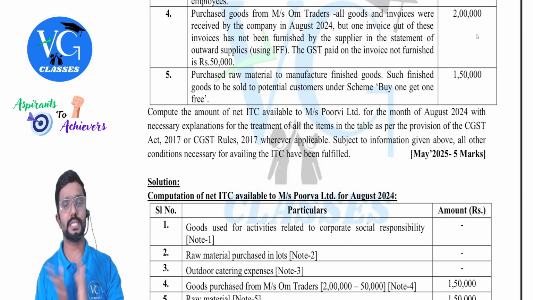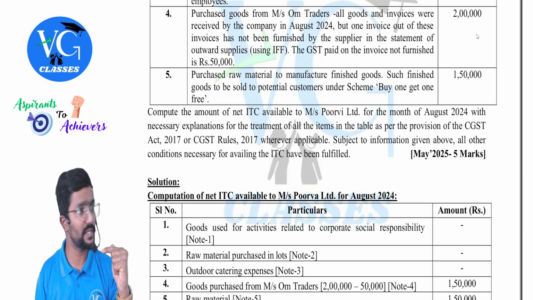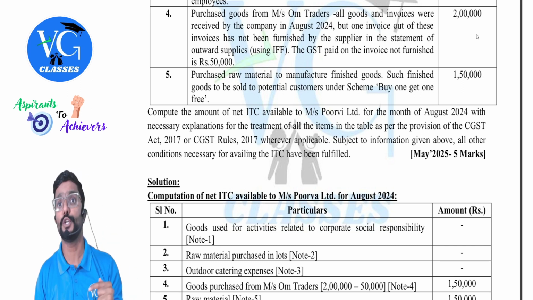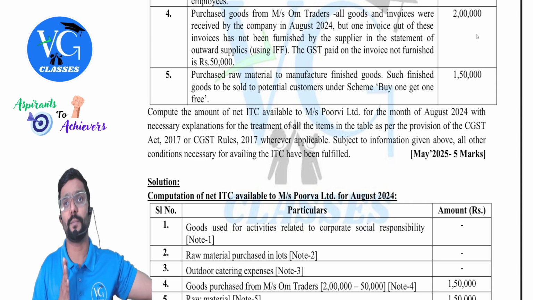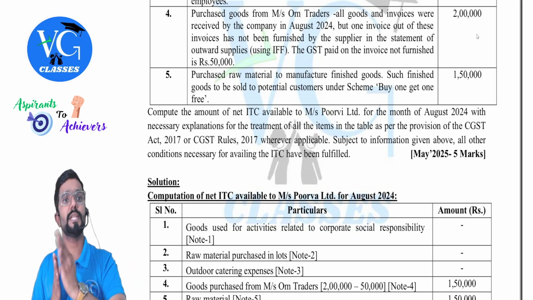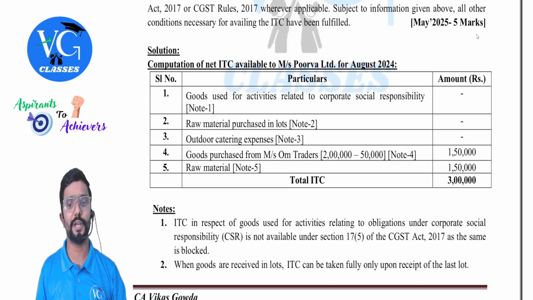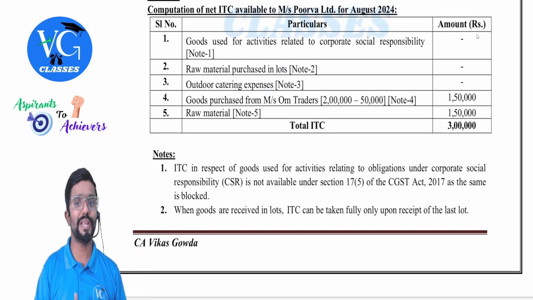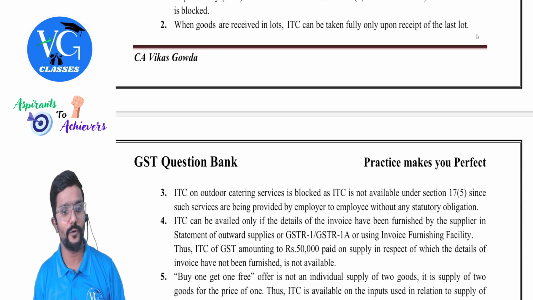Not in August, guys. Because one of the prerequisites, even Section 16 subsection 2 talks about this, correct? 16(2) clearly tells the supplier should have given the details of his outward supplies. Only then can the recipient claim the credit. So to the extent of 50,000, no credit, people. I've given there 2 lakh minus 50,000, which comes to 150. Why, sir? Note 4.